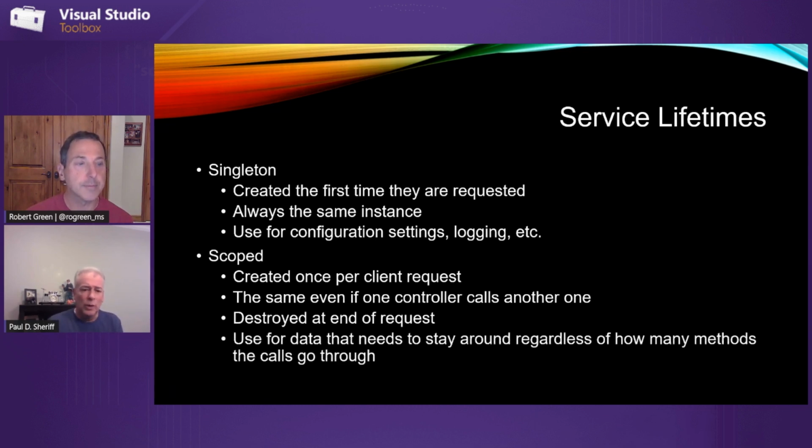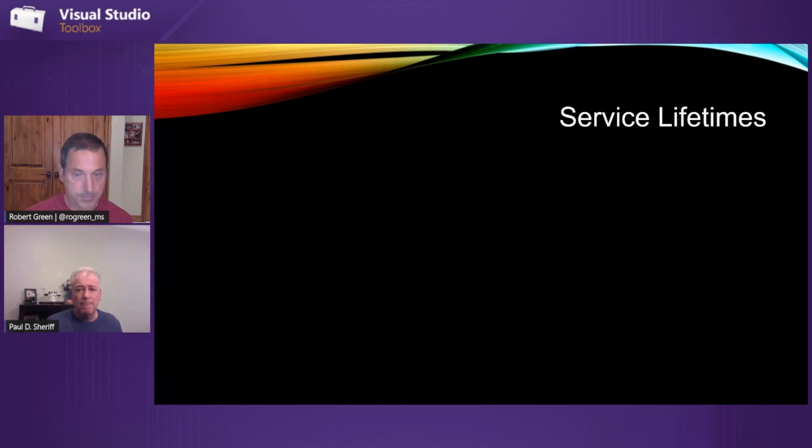So we use this for data that needs to stay around from one request to another within the view model. But after that, it can just go away. So if you had one view that uses the user view model and another view that uses the user view model, 2 different instances. So we get 2 different ones.